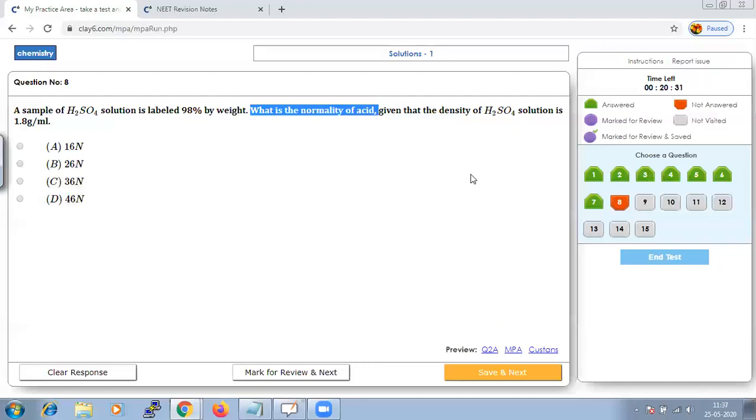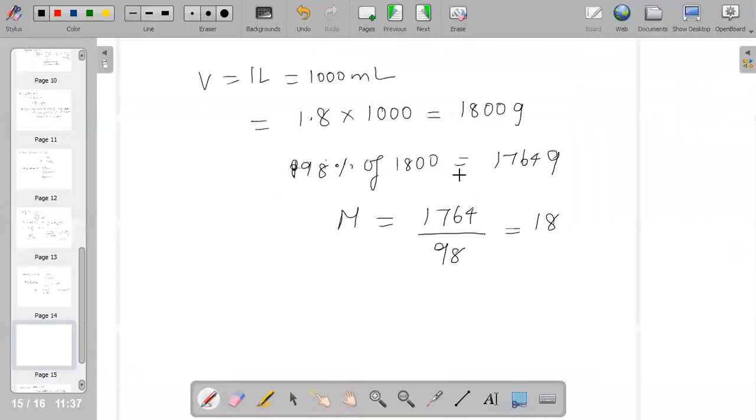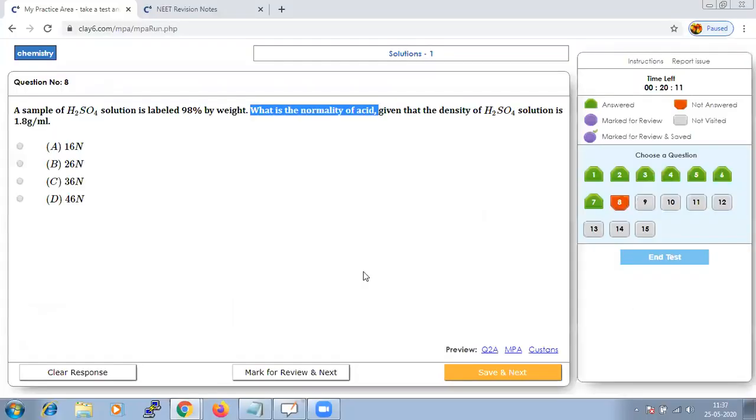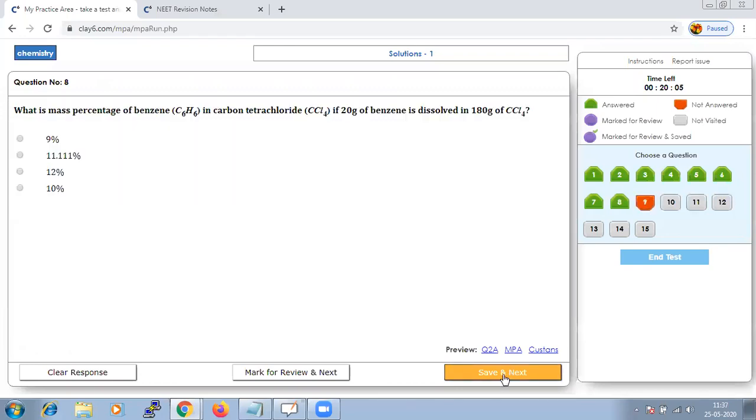Till 18 M, it is going to be the same, that is molarity. And normality, when we say it, is valence factor into your molarity, and the valence factor for H2SO4 is 2. So you will get 2 into 18, that is equal to 36 N. Hence our option C should be the right answer. Let us save that and go to next.